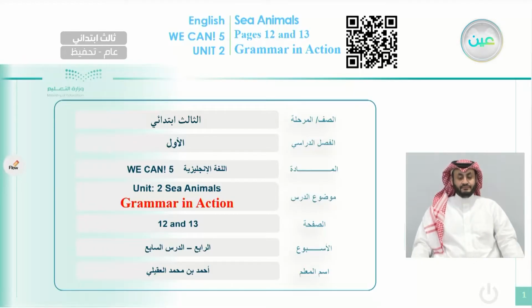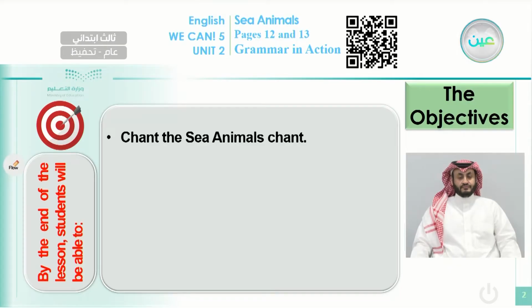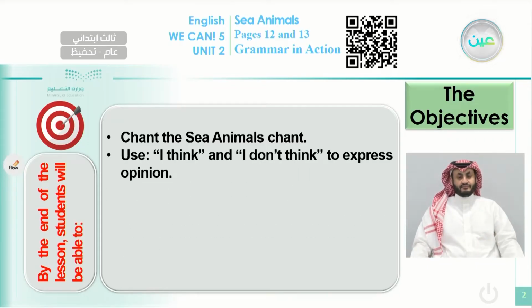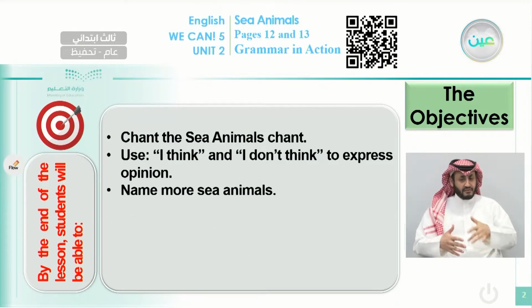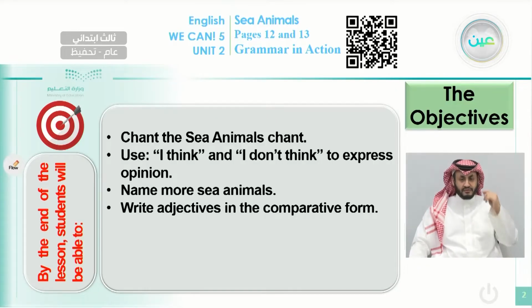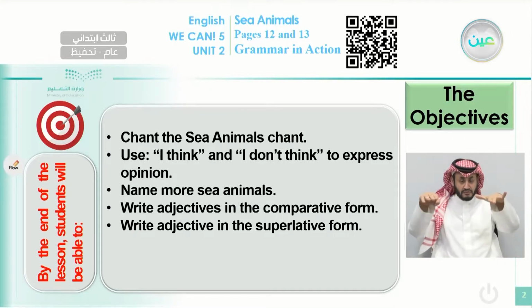As always, let's start our class today by reviewing the plan, or the objectives in particular. Students will be able at the end of this class to chant the sea animals chant. Also, they will be able to use I think and I don't think to express opinion. Also, students will be able to name more sea animals. Students will be able also to write adjectives in the comparative form. Students will be able also to write adjectives in the superlative form.